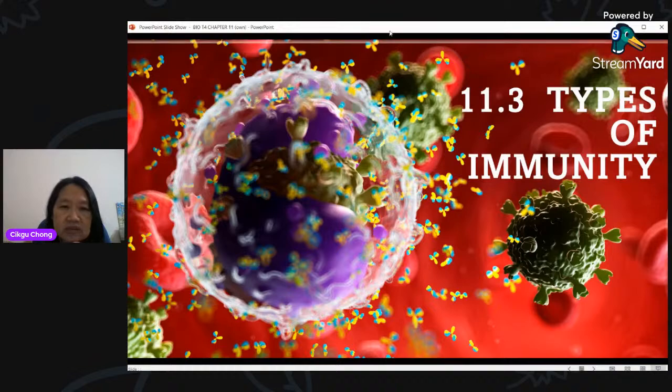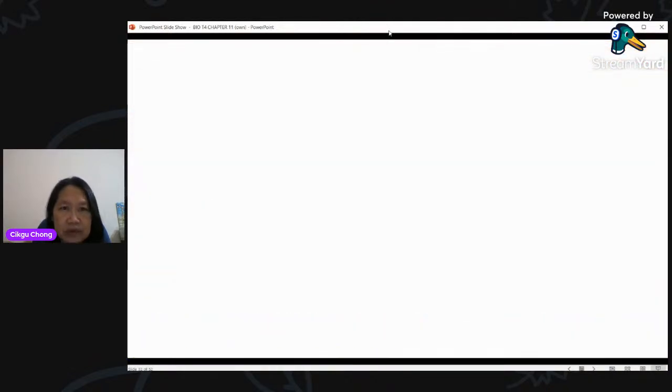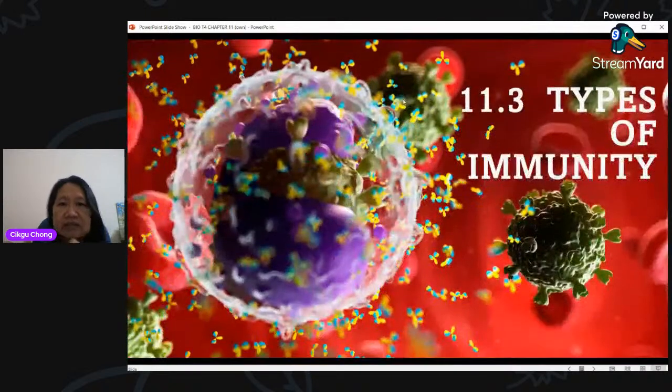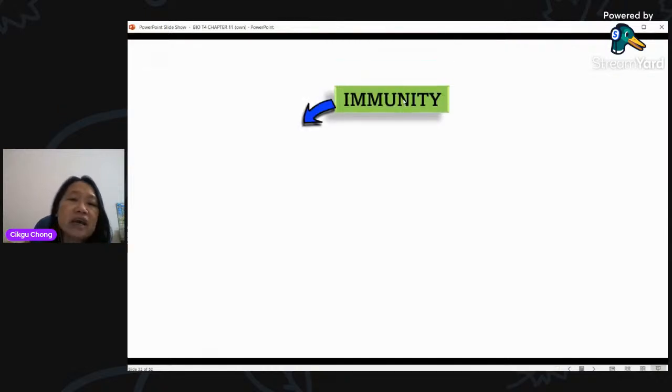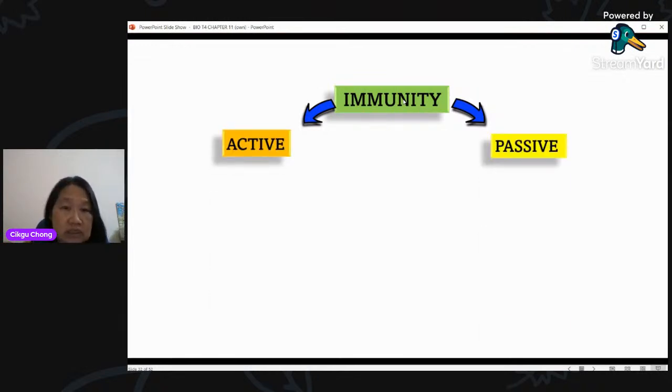Let me continue with this. Before that, this is the slide for my topic, 11.3. First of all, let's look at the types of immunity. Immunity can be classified into 2 basic types: active immunity and passive immunity. You need to know the classification, and you also need to understand why it is called active immunity and why it is called passive immunity. There has to be a reason.